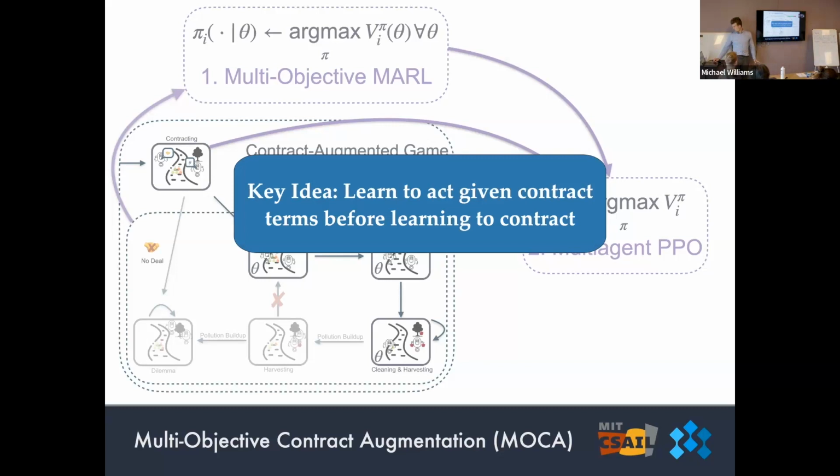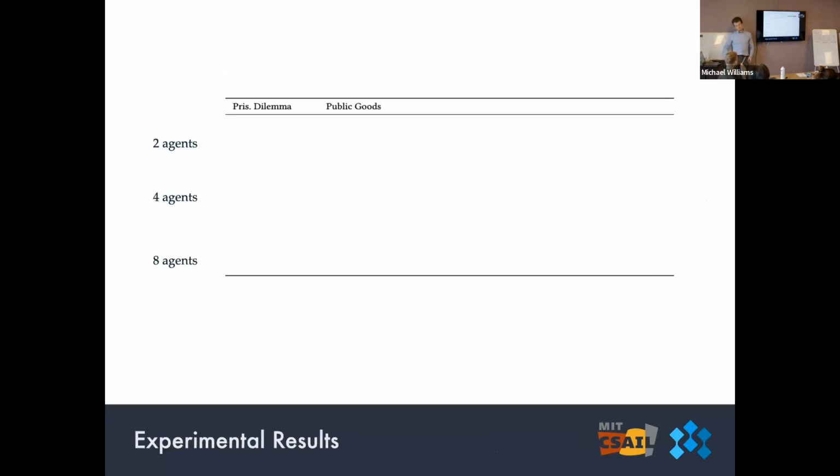There are still n agents. Quick follow-up question, which maybe you're going to answer anyway: on what kind of time frequency do the contracts change or get updated? I will come to this. Let's look at more experiments.